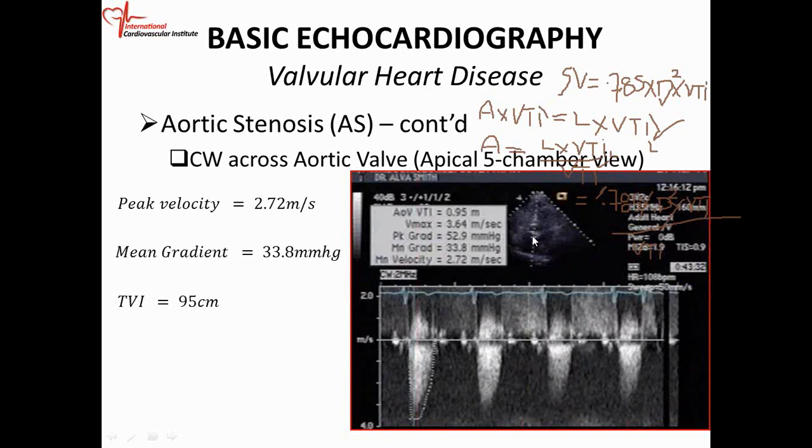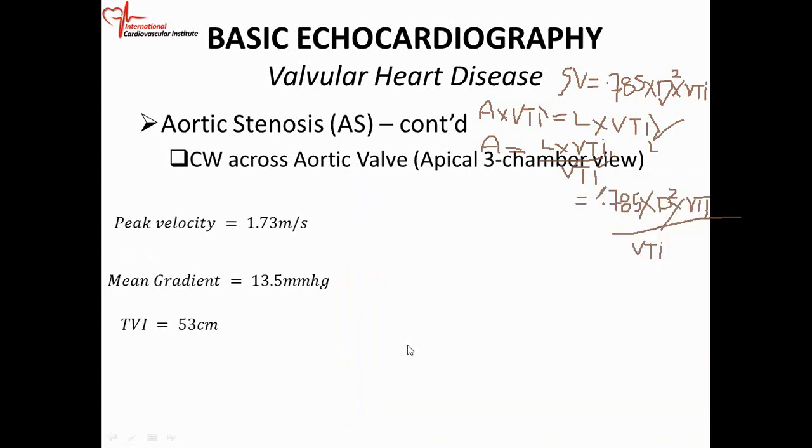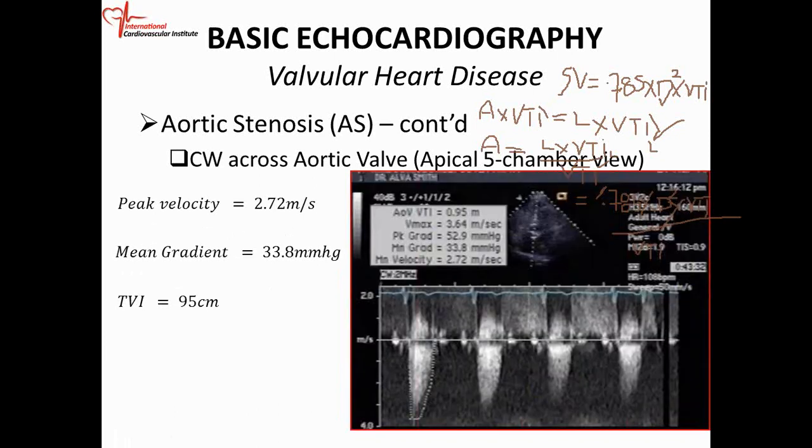And you're going to use CW now because you're talking about larger velocity, sometimes in the order of 4 meters per second. So you cannot use PW. So you use CW and you get this nice envelope of aortic stenosis. And you just trace the border and you get your VTI. And this is the VTI across the aortic valve.